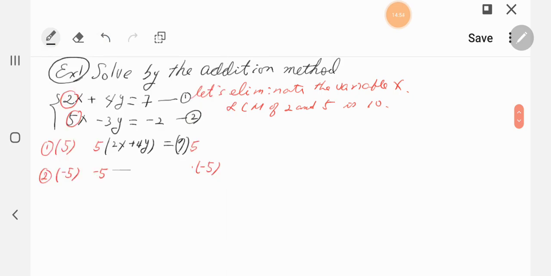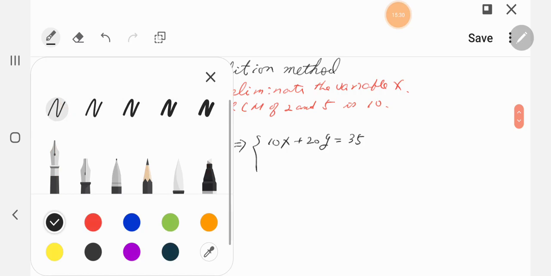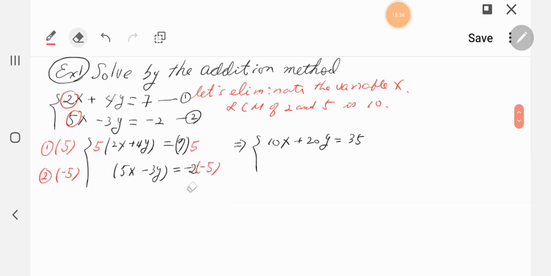Multiply each side of the second equation by negative 5, like this. So this will give us a new system of equations. The first equation is 10x plus 4y times 5 is 20y, and 7 times 5 is 35. And then the second equation is negative 2, right? We've got to multiply by negative 2, so that the coefficient of x will be negative 10.